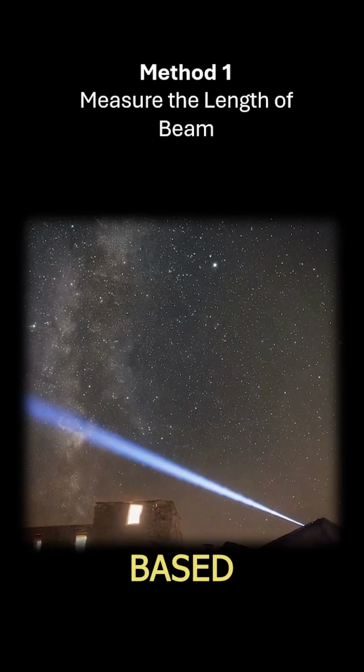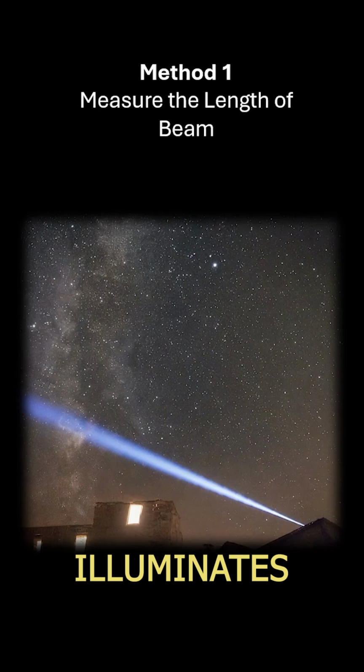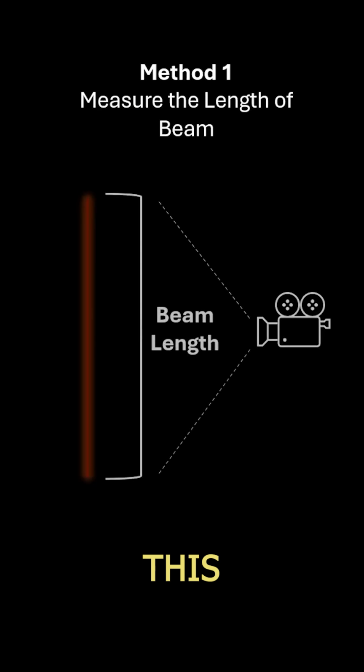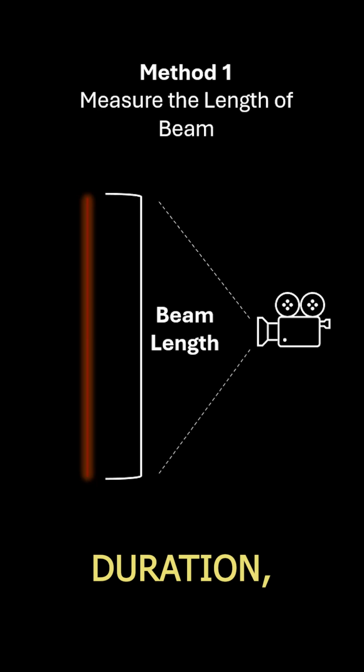Method 1 is based upon the phenomenon of a light ray created by a strong light beam. A strong light beam illuminates particles falling in its path, thus making the light ray visible from miles away. In this method, we'll measure the length of the beam, which would depend on the duration a high-speed shutter remains open and the speed of light in that particular direction.